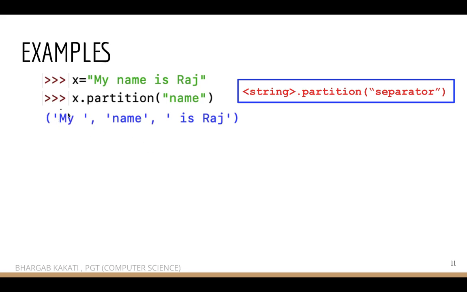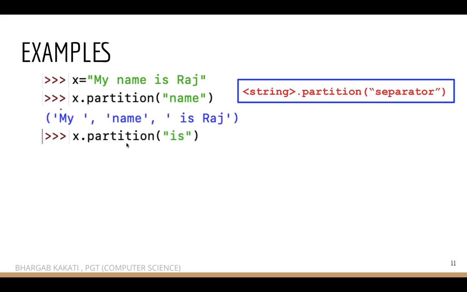Here the first part is the part before the separator. Before the separator means, what is the separator here? If you compare it with the syntax, the separator is "name". Before "name", what do we have here? We have "my". So "my" is the first element of the tuple. The second element is the separator itself, and the third element is the part after the separator, which is "is Raj".